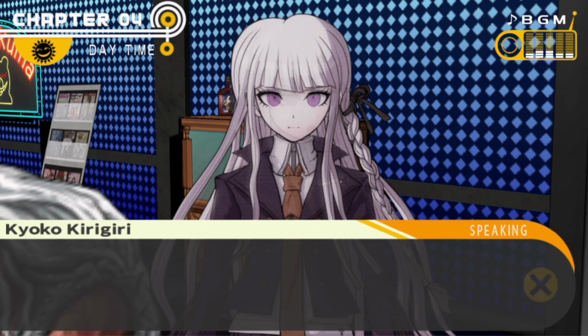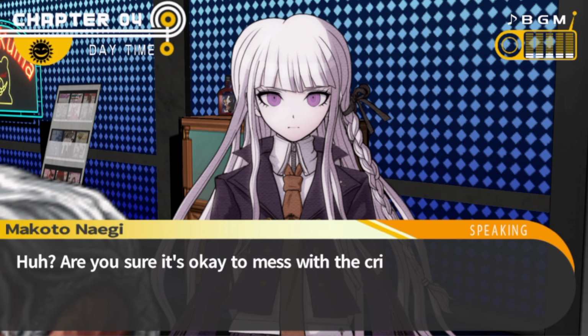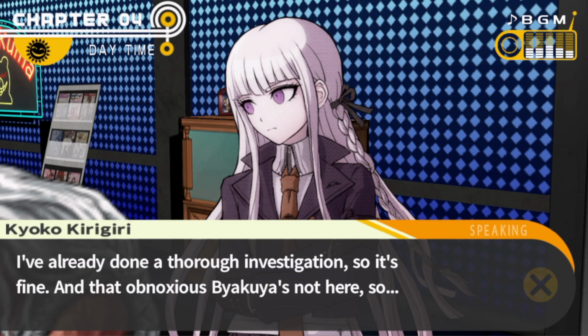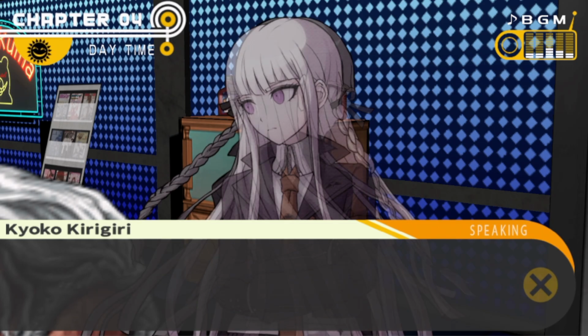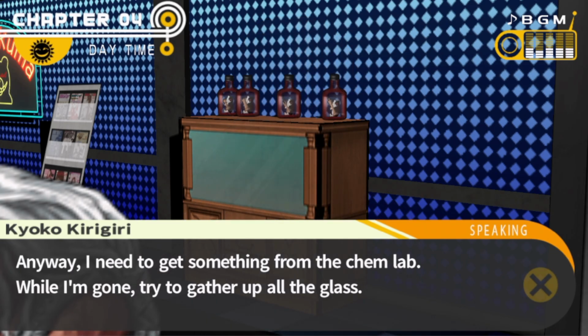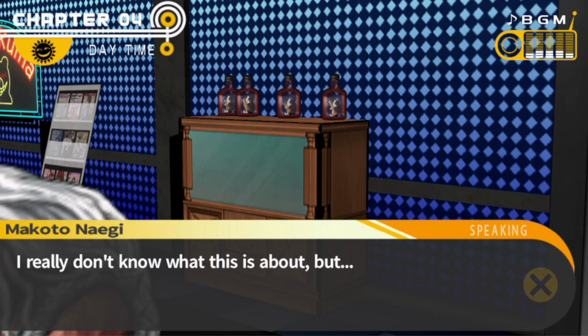An experiment? Can you gather up all the pieces of the broken Monokuma bottle? Try to get the smaller pieces too. Are you sure it's okay to mess with the crime scene like that? That doesn't matter. I've already done a thorough investigation, so it's fine. And that obnoxious Byakuya's not here, so... Anyway, I need to get something from the chem lab. While I'm gone, try to gather up all the glass. With that, Kyoko left the room. I really don't know what this is about, but what choice do I have? I better just do it.